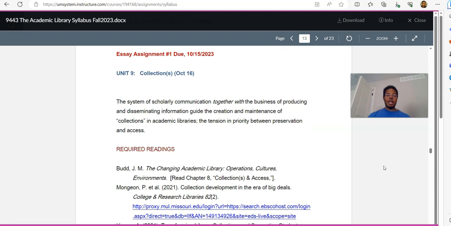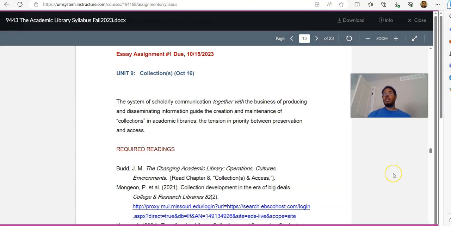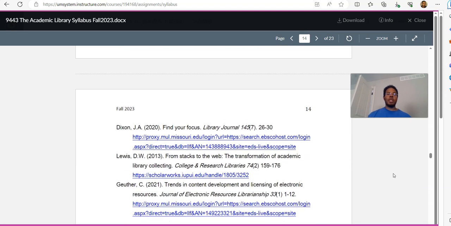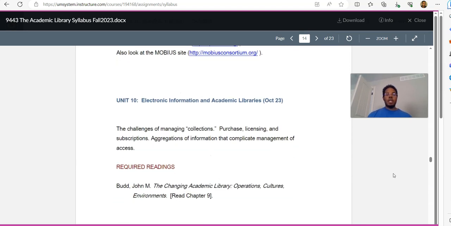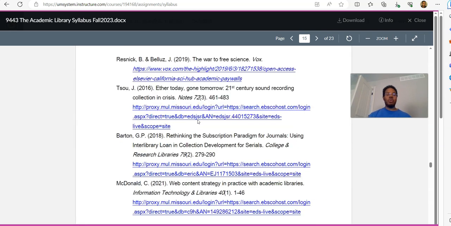Unit number 9, collections. So I know you all probably have already taken 7313, but that's okay. 7313 does things more general. What you'll have in this unit will be a little more specific to academic libraries and collections. Number 10, electronic information and academic libraries. This is a growing area for all libraries, a growing area of concern, but thankfully it's been a growing area of concern now for a couple decades, so at least it's not blindsiding anybody anymore.